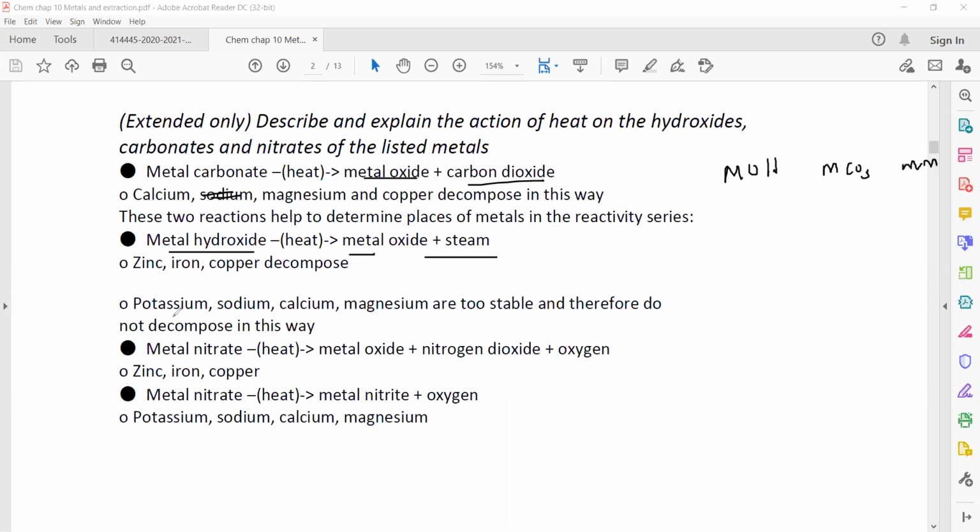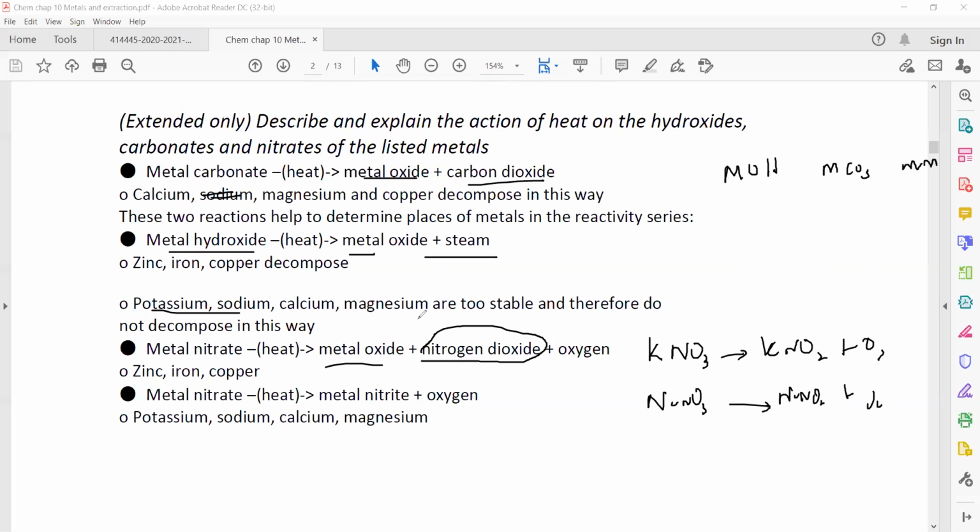But if we have metal nitrate, potassium nitrate will decompose into potassium nitrite plus oxygen, and sodium nitrate will decompose into sodium nitrite plus oxygen. Whereas other metal nitrates on heating give metal oxide plus nitrogen dioxide. Nitrogen dioxide is a brown gas.